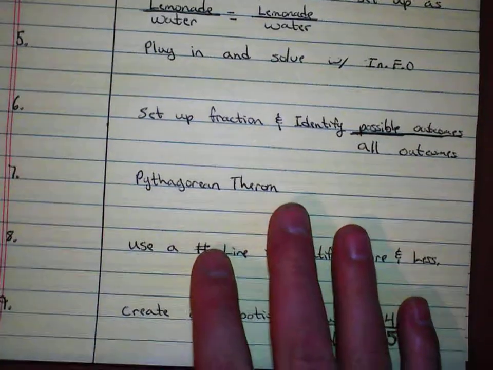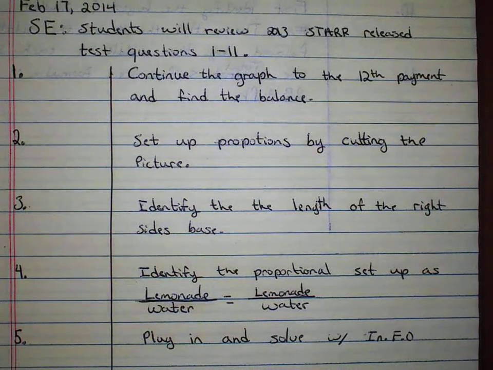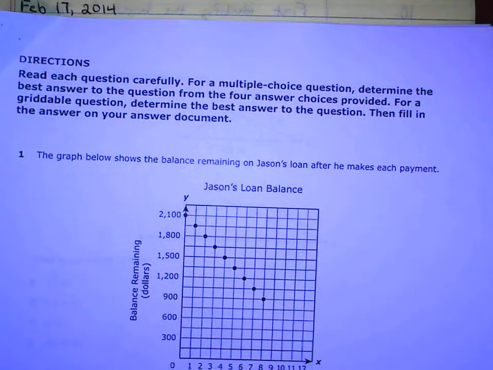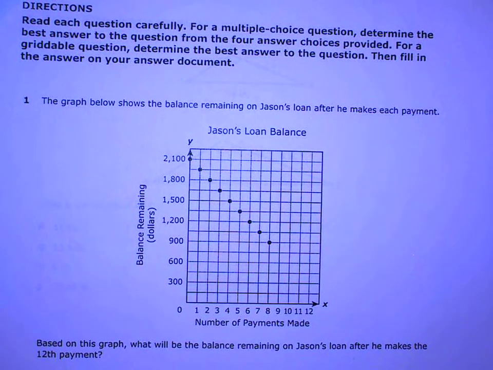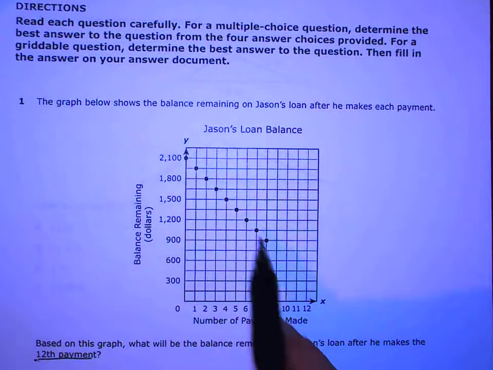So, here's what we're going to do. We're going to alternate back and forth between the verbal explanation and what we need to do on the test, or what we needed to do on the test. Okay? So, number one, we need to continue the graph to the 12th payment to find the balance. So, I'm going through this, and it's asking us the question, based on the graph, what will the balance be remaining after he makes this 12th payment?